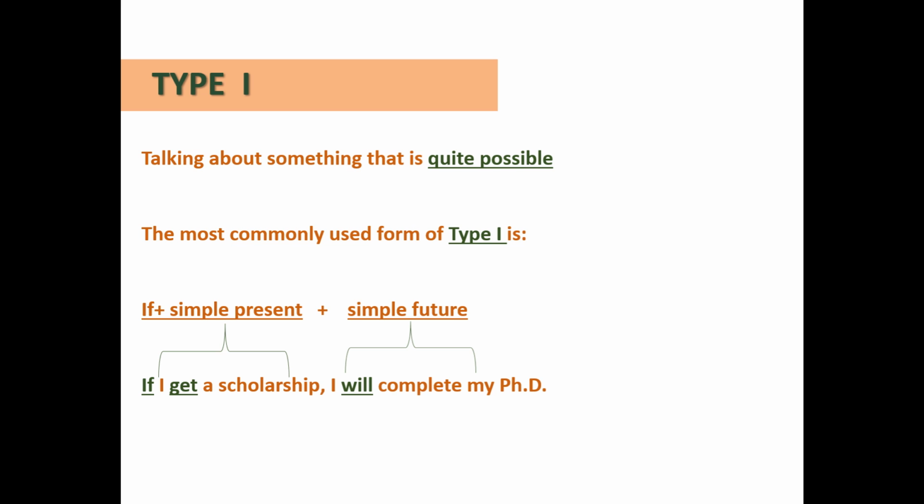Now I'll help you with the example. If I get a scholarship, here you see, we are talking about present tense because the word get is there and get means simple present. So if I get a scholarship, I will complete my PhD. Now, here the context is the person is financially backward and cannot pursue research courses. Thus, the person says that if he gets a scholarship, he will complete his PhD, otherwise, he cannot. Means if I get a scholarship, I will complete my PhD, otherwise, I won't be able to complete.